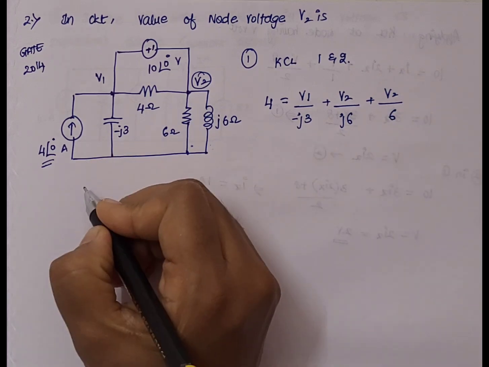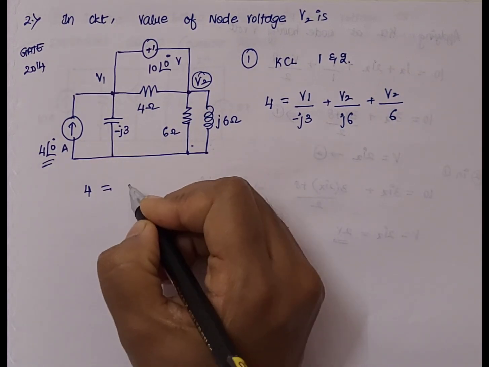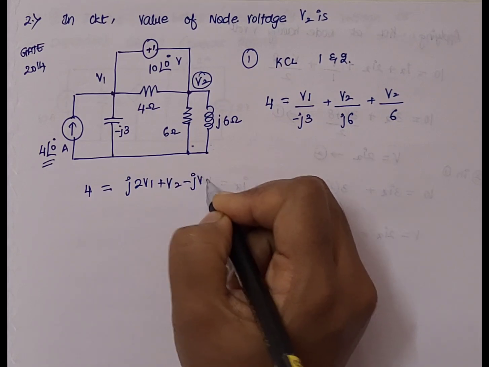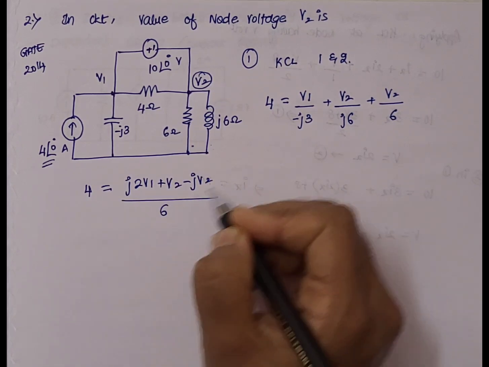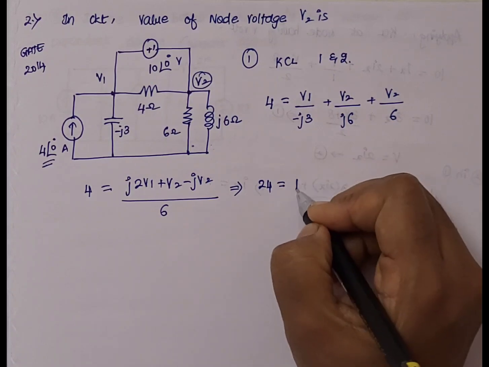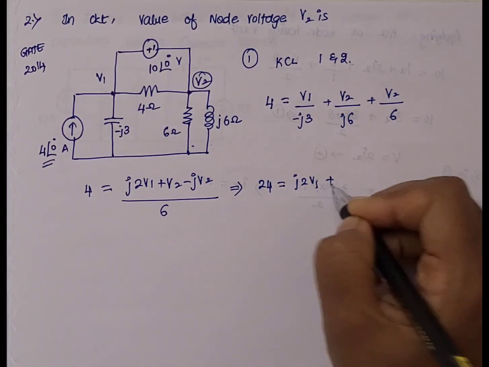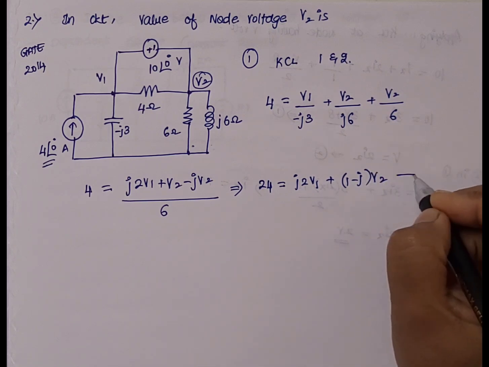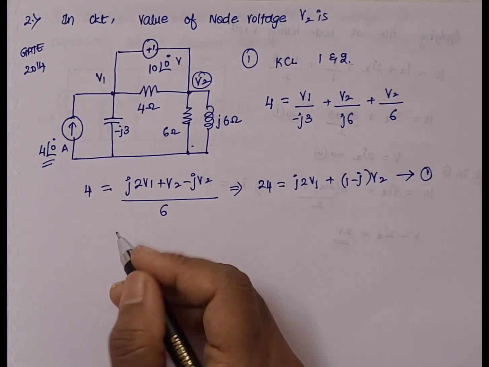Solving this, we will get 4 equal to j2V1 plus V2 minus jV2, divided by 6. Solving this further, we will get 24 equal to j2V1 plus (1 minus j) times V2, after combining the values of V2. This is our first equation.